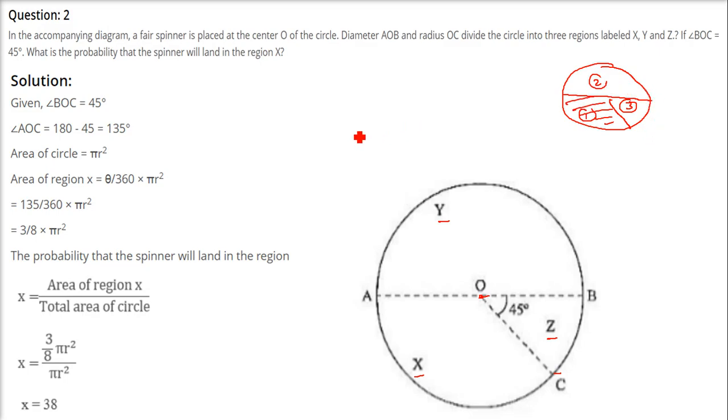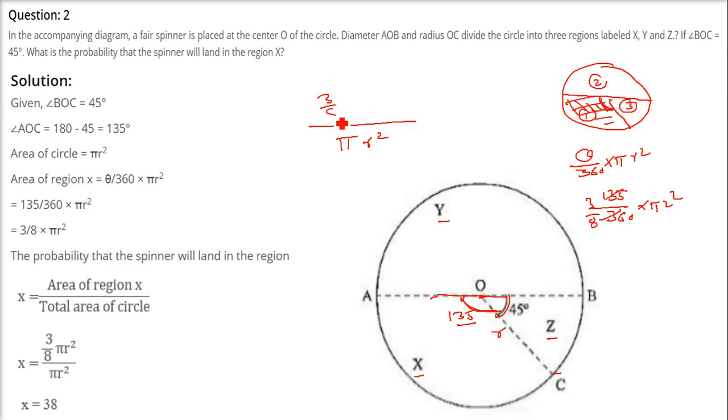So first we have to find out the complete area. Complete area will be pi r square, let us assume that the radius is r. So what will be the area of this region, which is our favorable region? First of all we have to find out this area. This is a sector of a circle. So area of a sector of a circle is theta by 360 into pi r square. If this is 45 degree, this whole is 180 degree. What will be this angle? 180 minus 45, that is 135. Theta will be 135. 135 by 360 into pi r square. So this will be 3 by 8. So just put 3 by 8 pi r square here. This gets cancelled. So it will be 3 by 8.